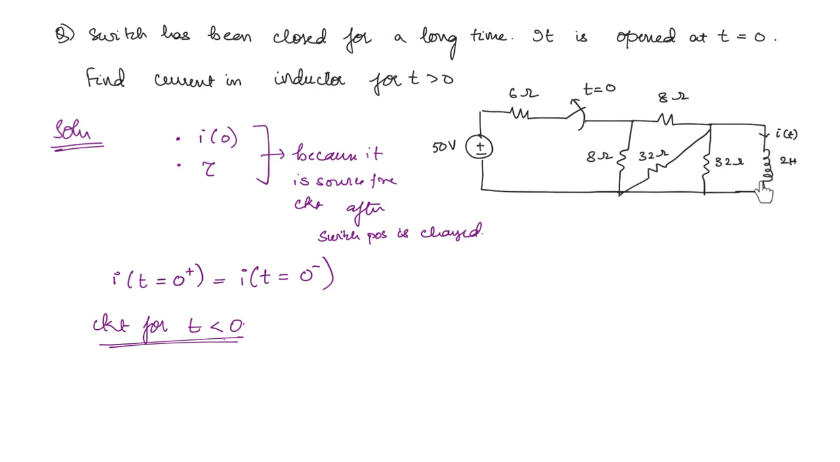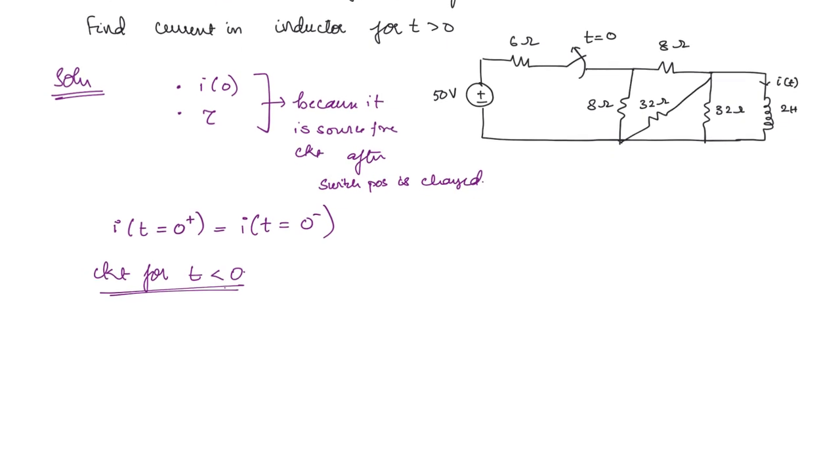And once the inductor acts like a short circuit, what will happen to the resistances that are connected in parallel to it? Right, this is connected across the inductor, this is also connected across the inductor, right? So these two resistors will be shorted out, right? So let us now draw the circuit.